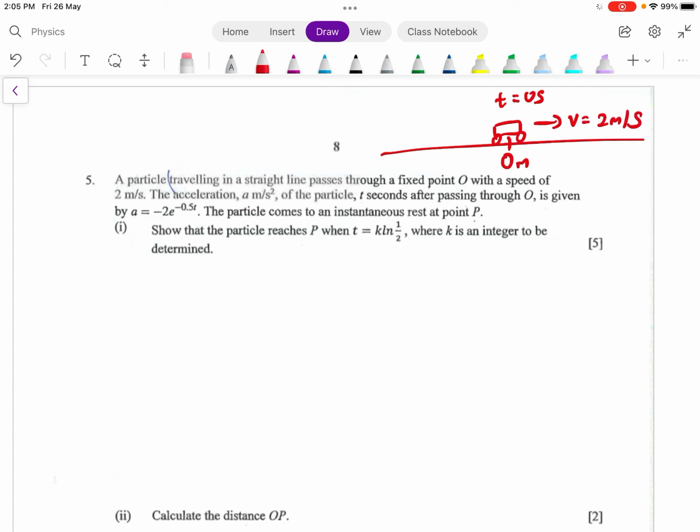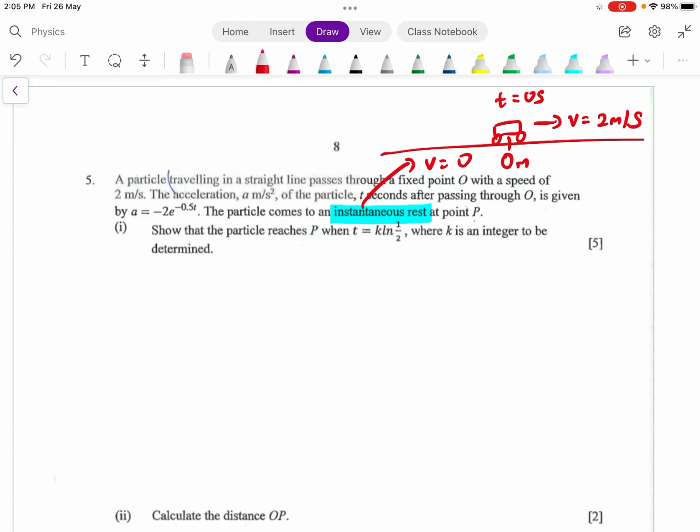So the acceleration is given as the equation, right? A equal to negative 2e^(negative 0.5t). The particle comes to an instantaneous rest at point P, meaning that at point P, I stop. So V equal to 0. Okay, but I show that the particle reaches P when time equal to k ln half. K is an integer.